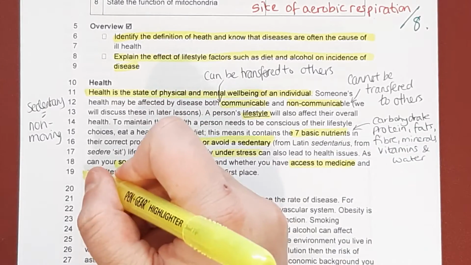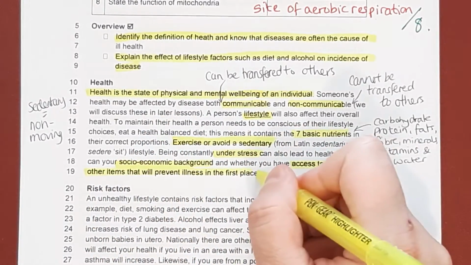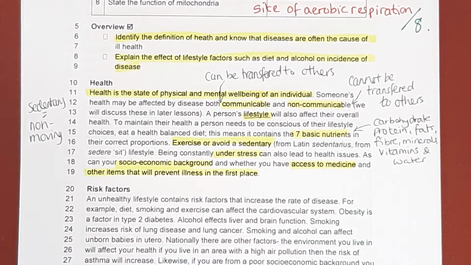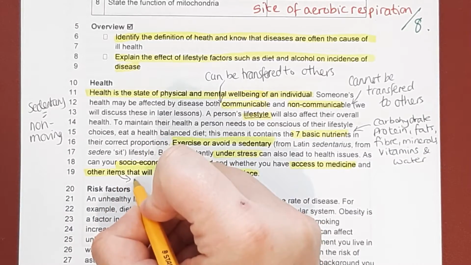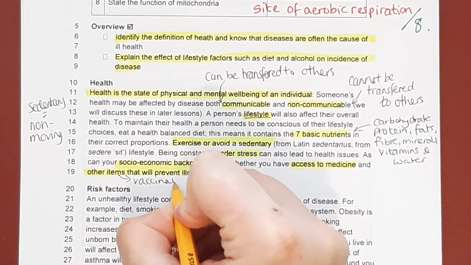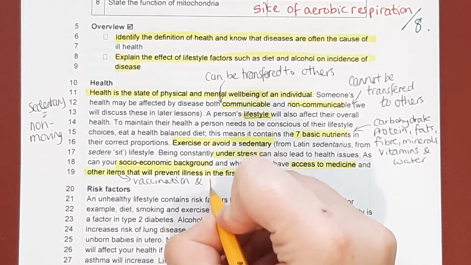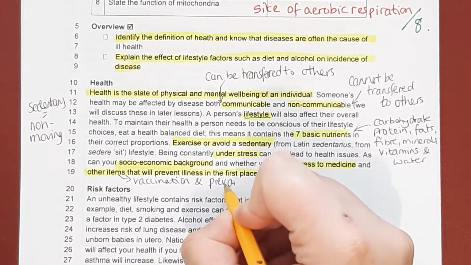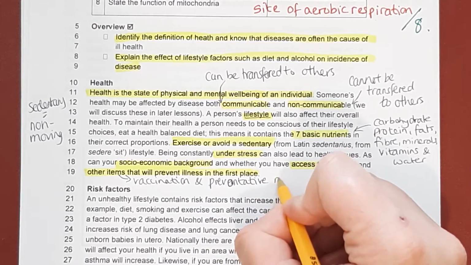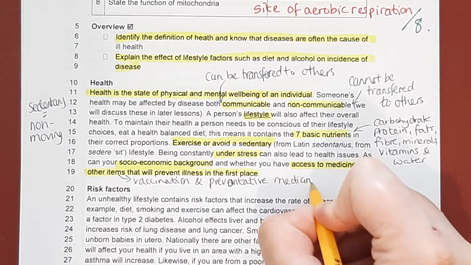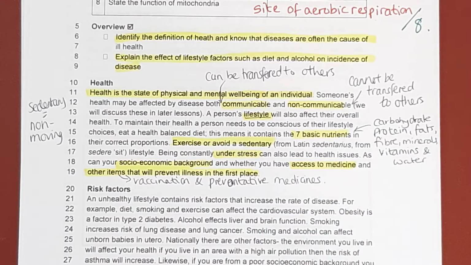And other items that will prevent infection in the first place. So things like cold and flu remedies that help prevent you getting sick, things like the flu vaccine, which stops you getting the flu, vaccinations that prevent illness. So there's lots of other things like this. Other items include vaccinations and preventative medicines.